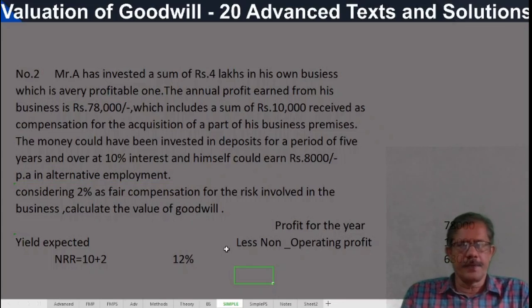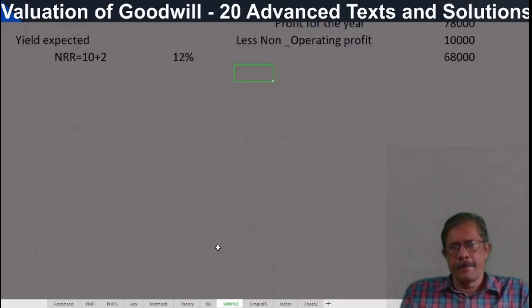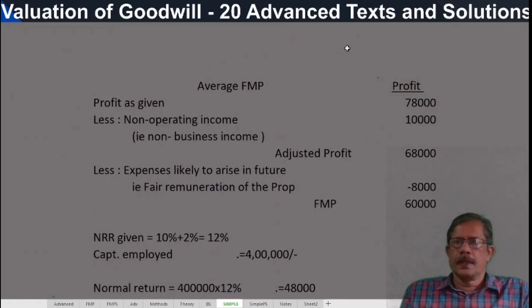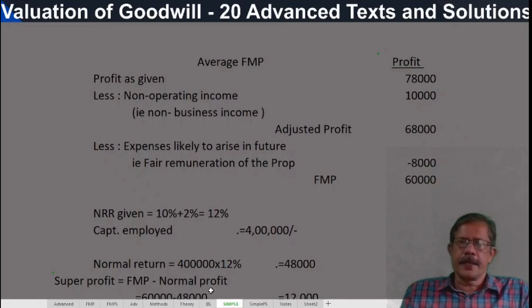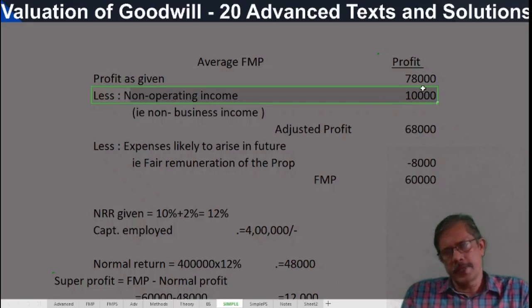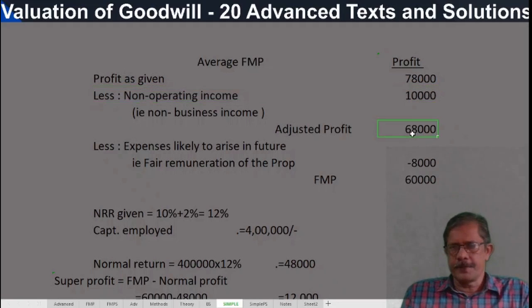So we can calculate everything. See? Average future minimum profit calculation. Profit is given as 78,000, less non-operating income of 10,000 rupees. Compensation received, 10,000 rupees, that is a non-business income or non-operating income. We got adjusted profit.